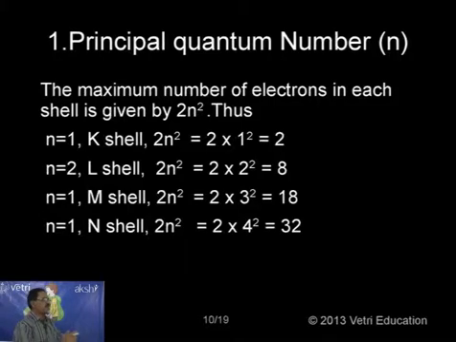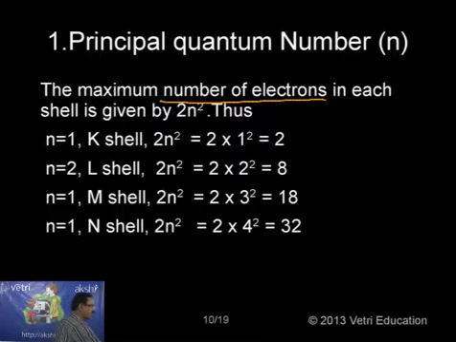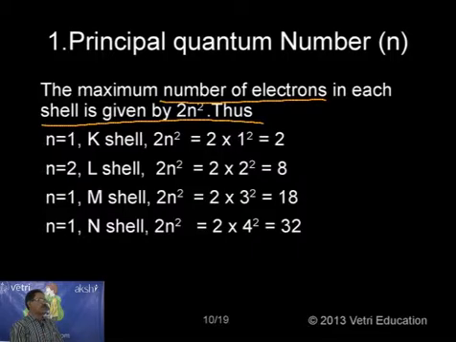The maximum number of electrons, this question can be answered competitively. The maximum number of electrons in each shell or energy level is given by the formula 2n square, where n equals level 1, level 2, level 3.